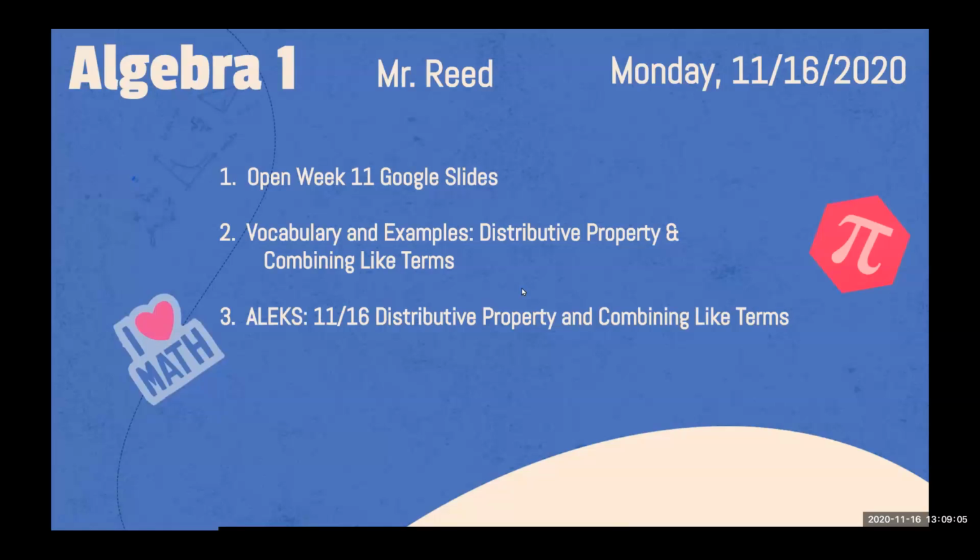I'll show you that in a minute. Then after we do those vocabulary terms and a few examples, we will just give the rest of the time for you guys to tackle this Alex assignment, which is a 12 problem assignment.